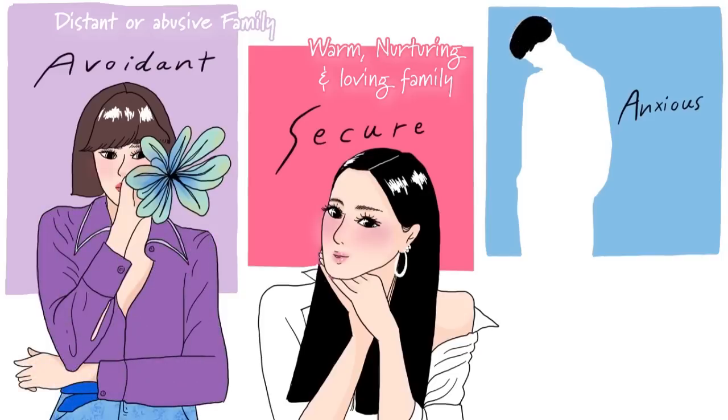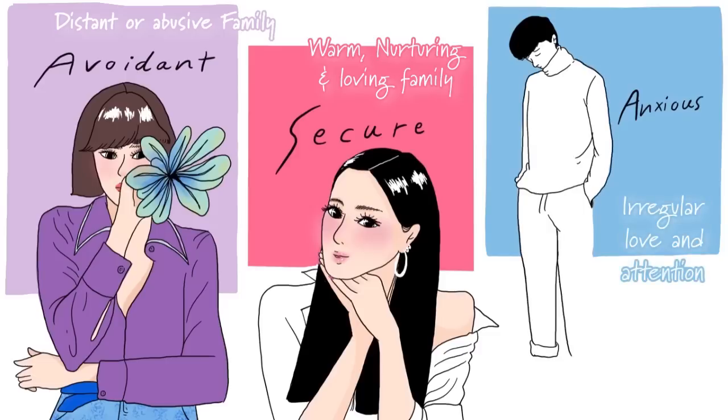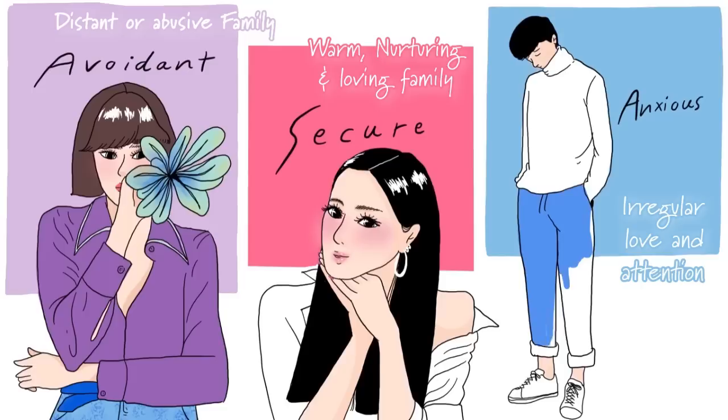And this is Paul. Paul is the anxious type. Paul grew up with a family with irregular behaviors. Sometimes they showered him with love, and other times, well, they were distant and overbearing. When he got older, he became extremely insecure and worried constantly that he won't be loved or that he will lose the love that he has. Now let's talk about the components of their relationships.